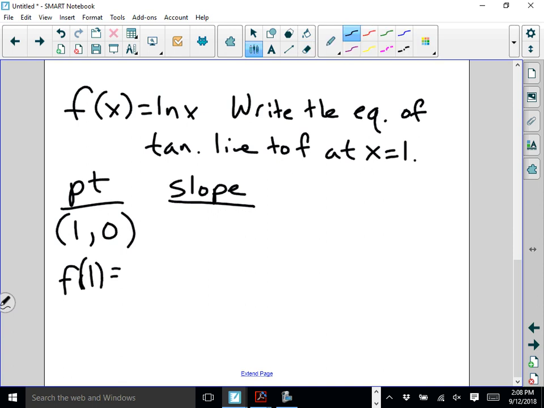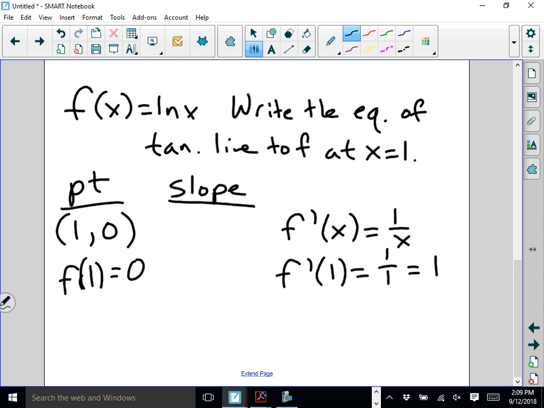Okay, now to find the slope of the tangent line, I need to plug in 1 to the derivative f prime of x. So first let's find f prime of x. We know from our table from before, the derivative of natural log of x is 1 over x. So if I wanted to find f prime of 1, that would be 1 over 1, which equals 1. So my slope is 1. They're all very nice numbers, easy to work with here.